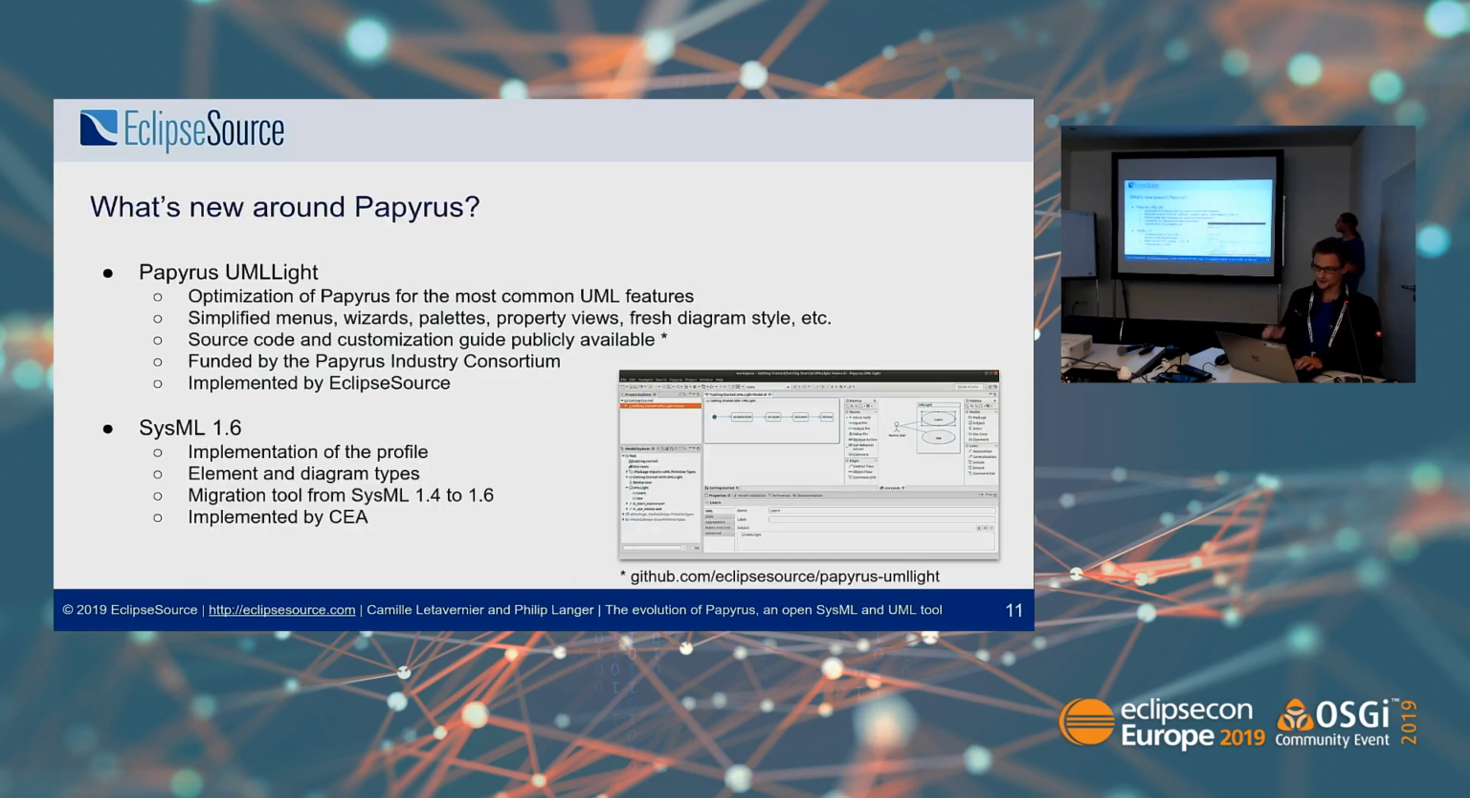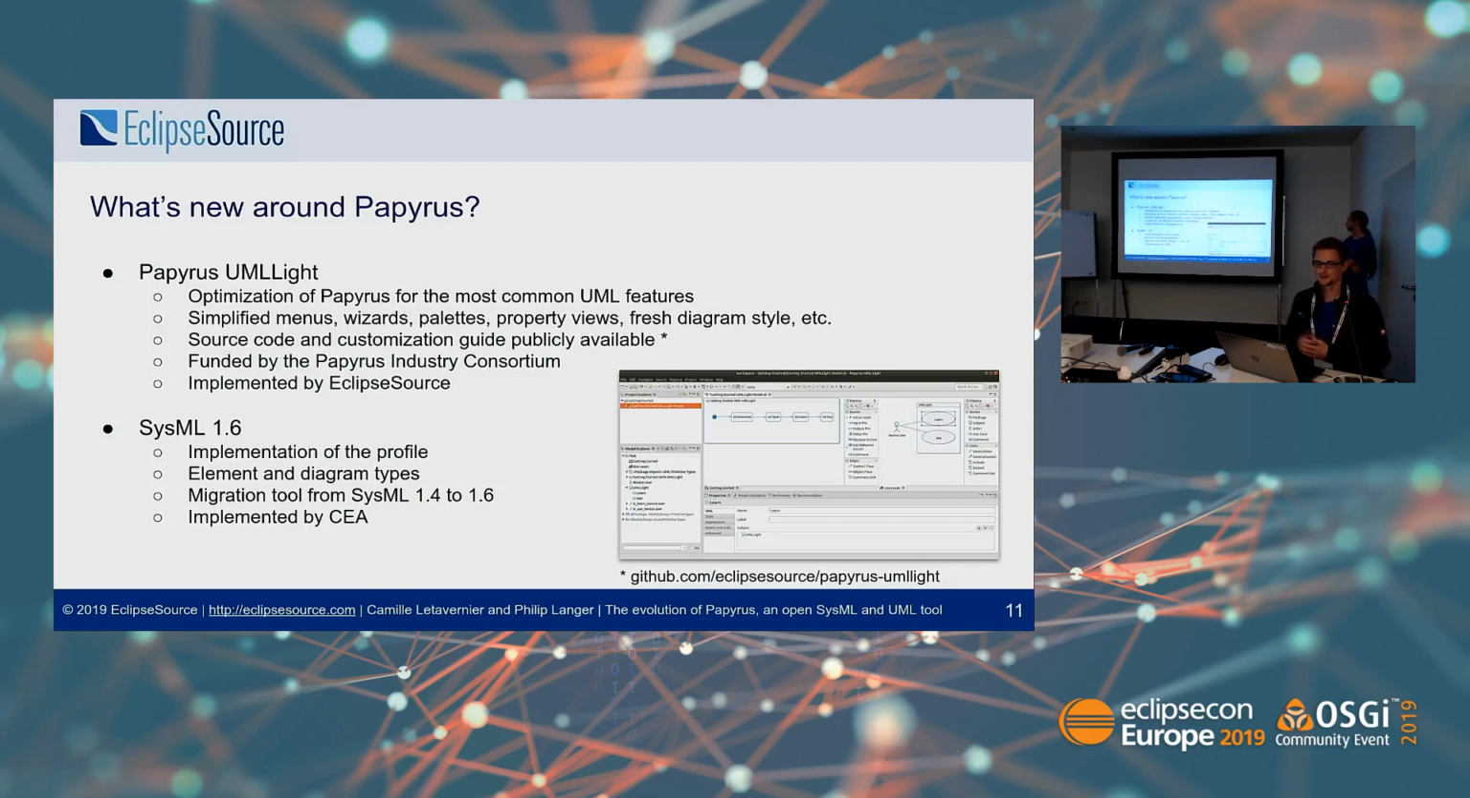Actually, so that brings me to the second part, where I would like to talk a little bit about what has been happening in the last 1 or 2 years around Papyrus. And one thing that I would like to mention is Papyrus UML Lite, which is actually an example of what I've just shown. It's basically a customization of Papyrus for a specific use case.